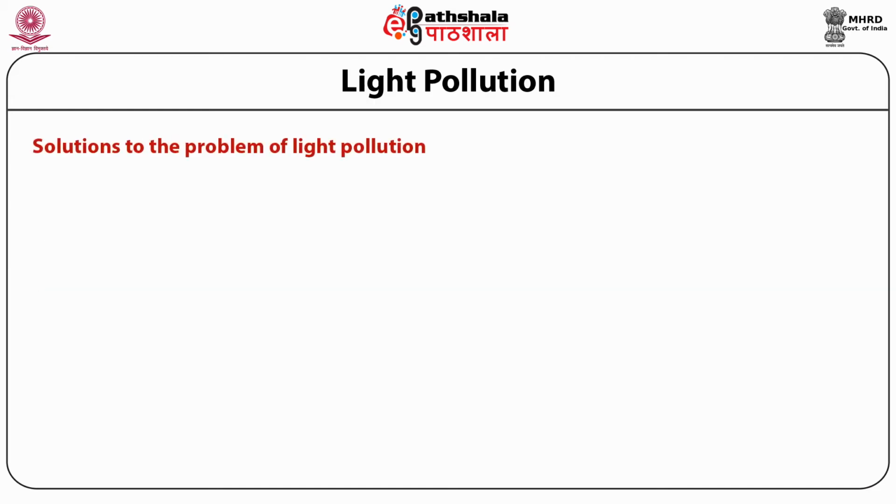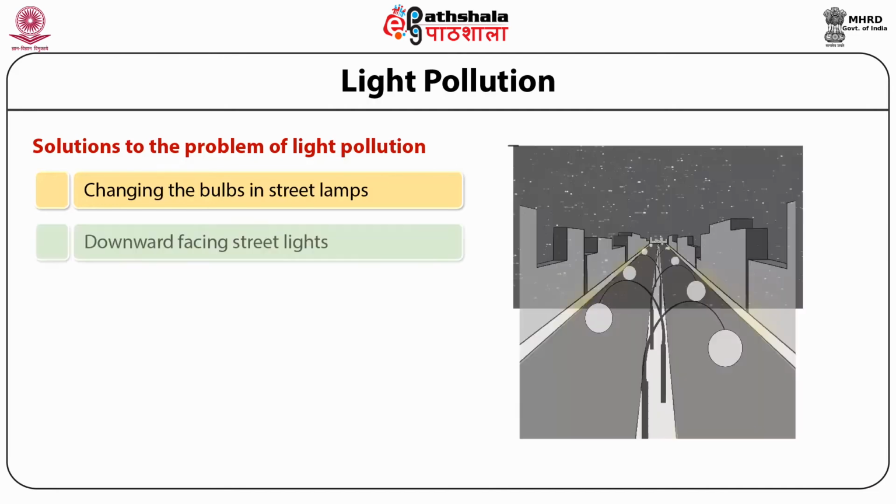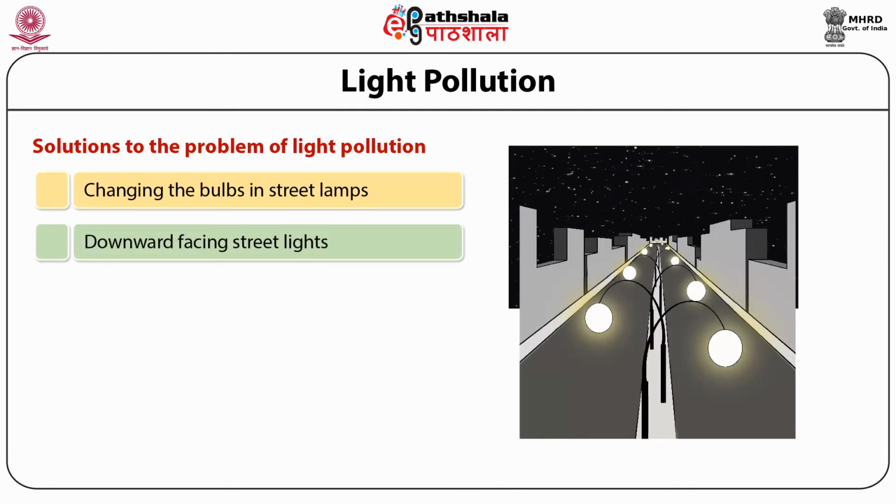The solutions to control the problem of light pollution include changing the bulbs in street lamps. Street lighting is often lit by sodium vapor bulbs, and lowering the pressure in these bulbs results in a light that is less bright yet still perfectly fine for illuminating the streets. The second solution is downward facing street lights. These lamps turn light down onto the pavement and so do their job, but are hooded to prevent it from being scattered into the sky.